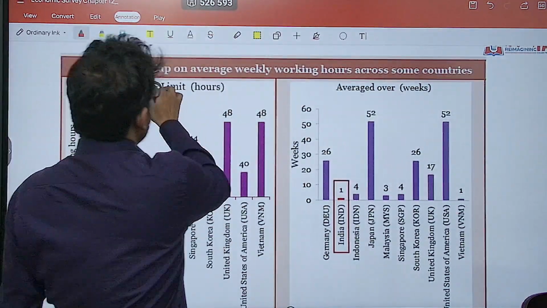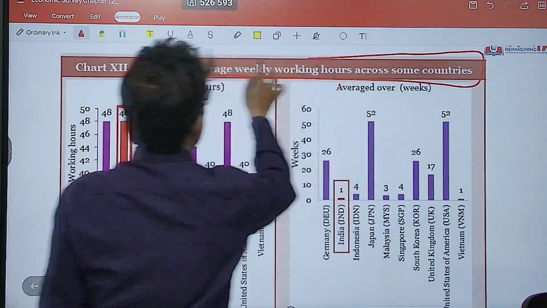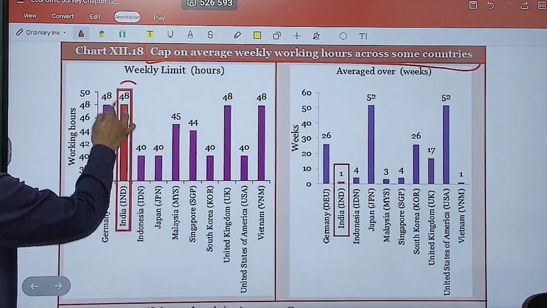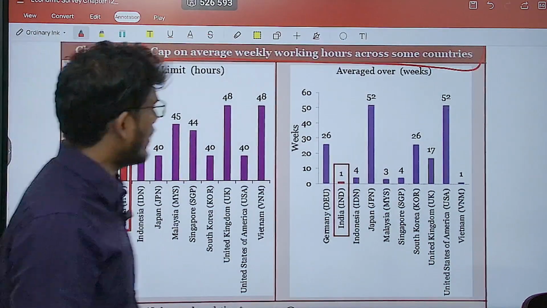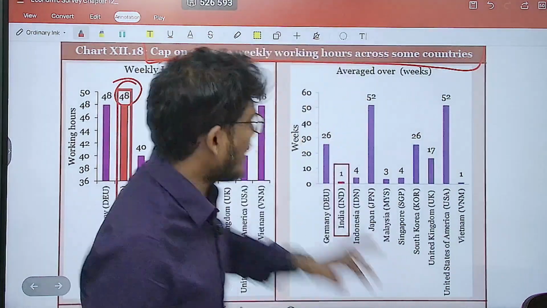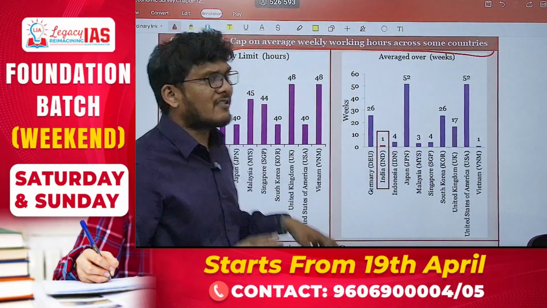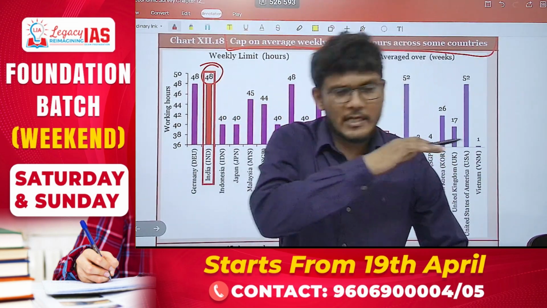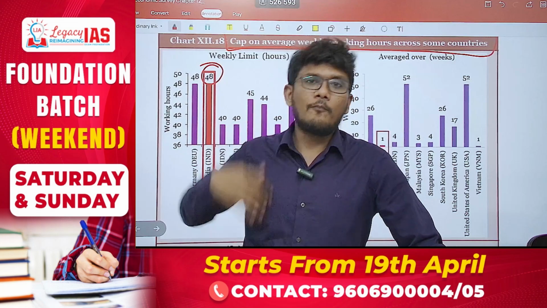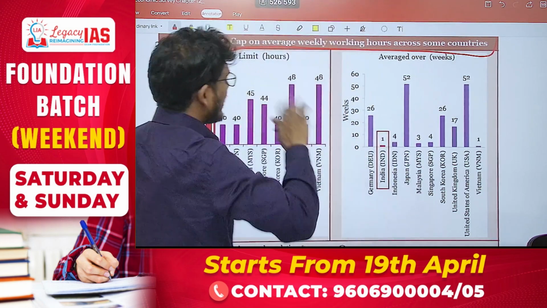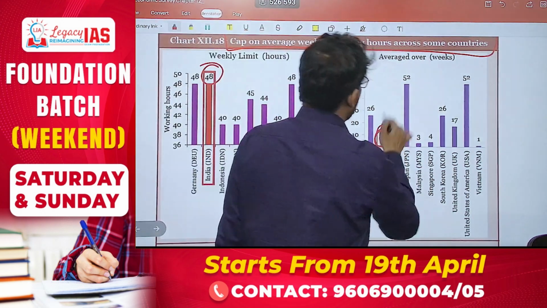They are talking about the cap on average weekly working hours across some countries. So in India there is a cap of 48 hours, right? In India there is a cap of 48 hours. Now the cap is there in other countries also, but the economic survey says that the other countries can average it over a period of months or quarters or years also. But in India, it has to be every week itself.